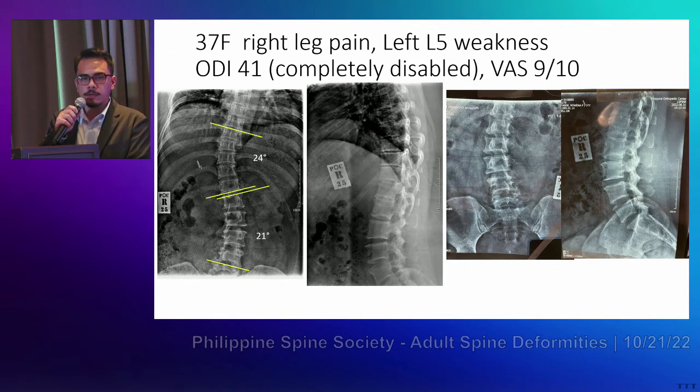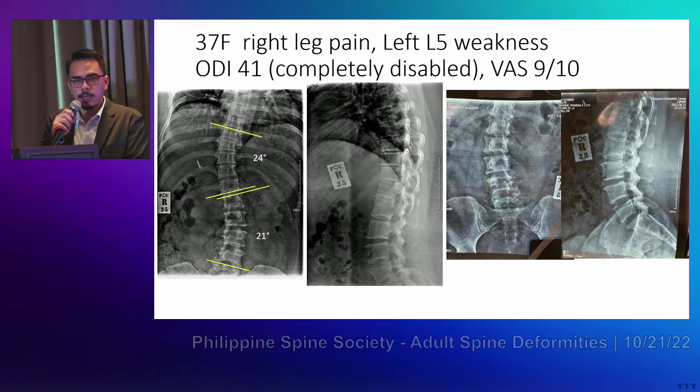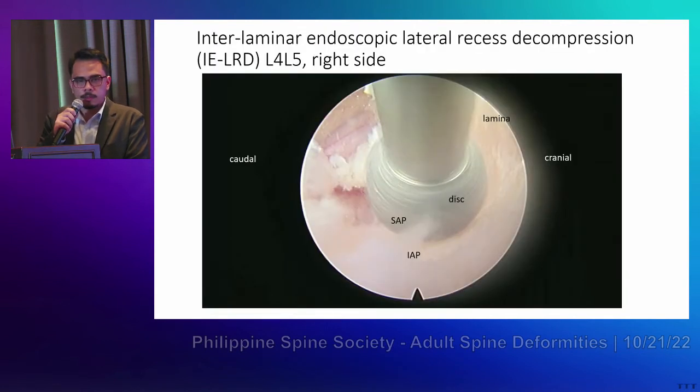Next case, we have a 37-year-old female presenting with right leg pain and right L5 weakness with an ODI pre-op of 41 and a VAS score of 9/10, presenting with a mild deformity with 24 degrees Cobb's angle in the thoracic and 21 on the lumbar, with no radiographic evidence of instability. On MRI, the patient had a lateral recess stenosis bilateral at L4, L5 with a right paracentral disc herniation on the L4, L5. So this patient underwent interlaminar endoscopic lateral recess decompression at L4, L5 on the right side.